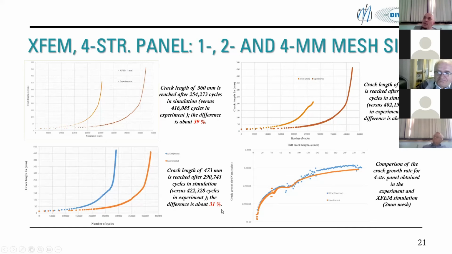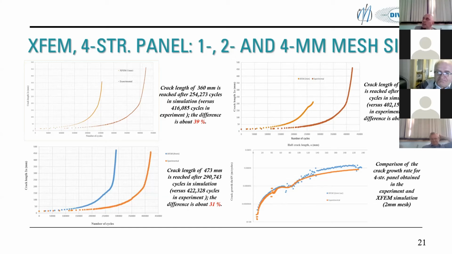The difference of about 30% between the experimental and numerical results is, of course, very large. The only good thing is that we are on the safe side. I mean, the simulation predicted a shorter fatigue life, in terms of the number of cycles to reach this crack growth.